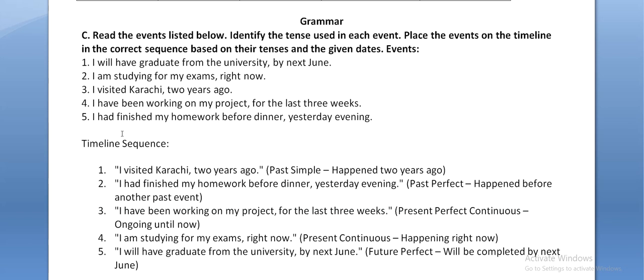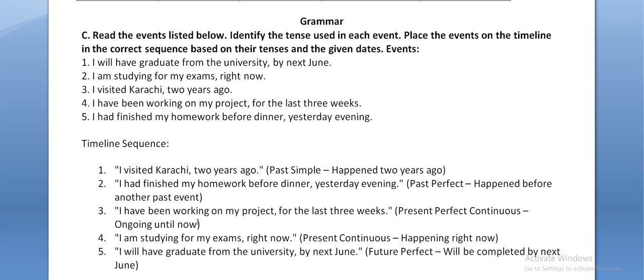So here we can see the very first one will be: I visited Karachi 2 years ago. Past simple tense, okay? Because it happened 2 years ago. The next sequence will be: I had finished my homework before dinner yesterday evening. Past perfect, happened before another past event.